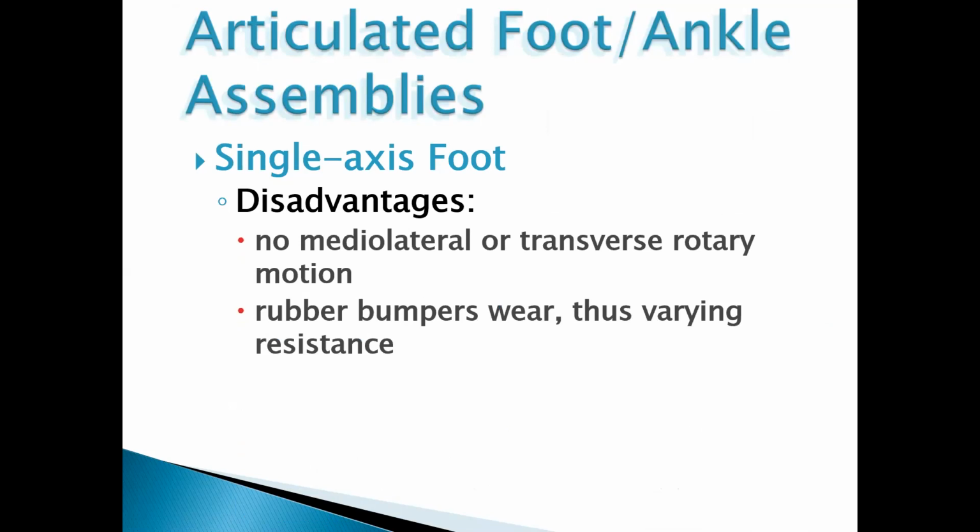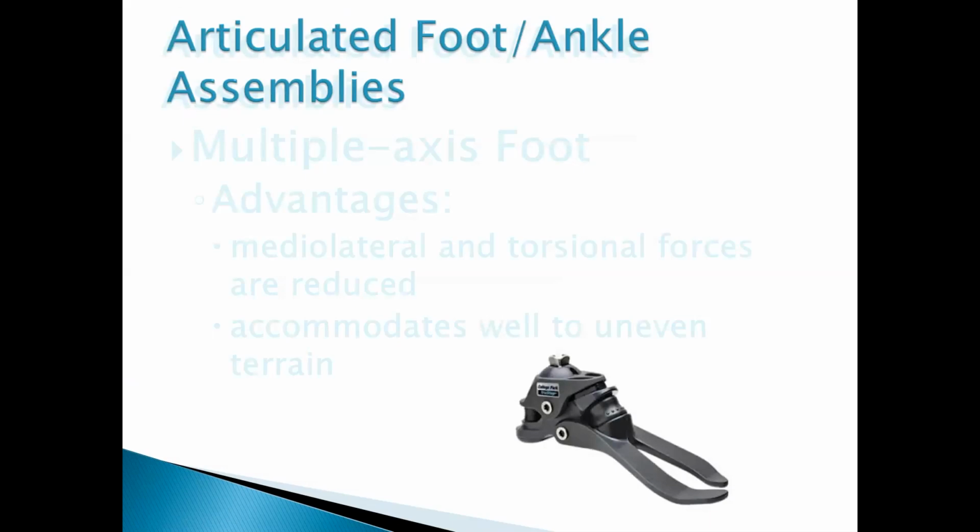Okay, so some of the other things. If you have a single axis foot, like we were just showing, on the one hand, you have absorption of those sagittal plane forces, and that's really helpful, but you don't have any absorption of transverse or frontal plane forces. And those rubber bumpers, which we were talking about before, can wear out, and as they wear out, the resistance can vary. So a prosthetic foot might be great when it's new, but then become too soft as it gets older.